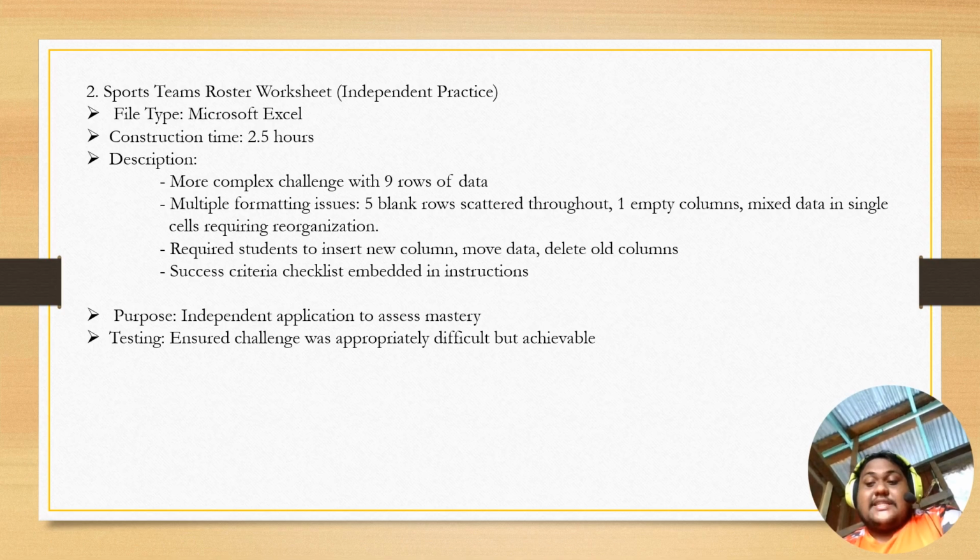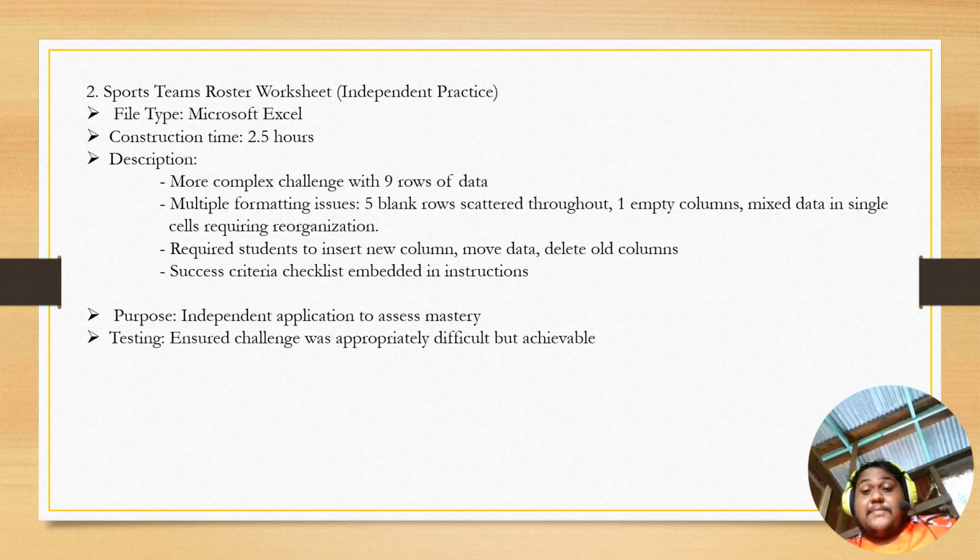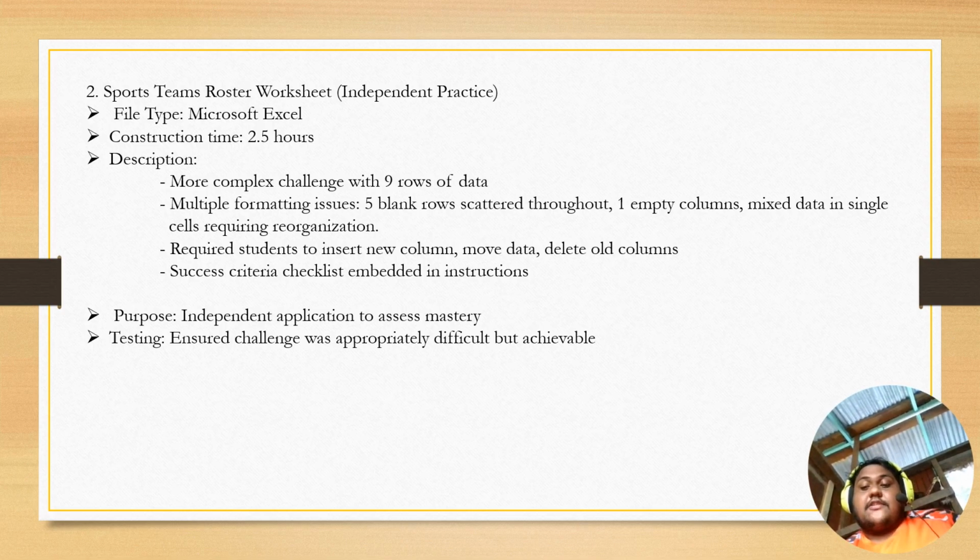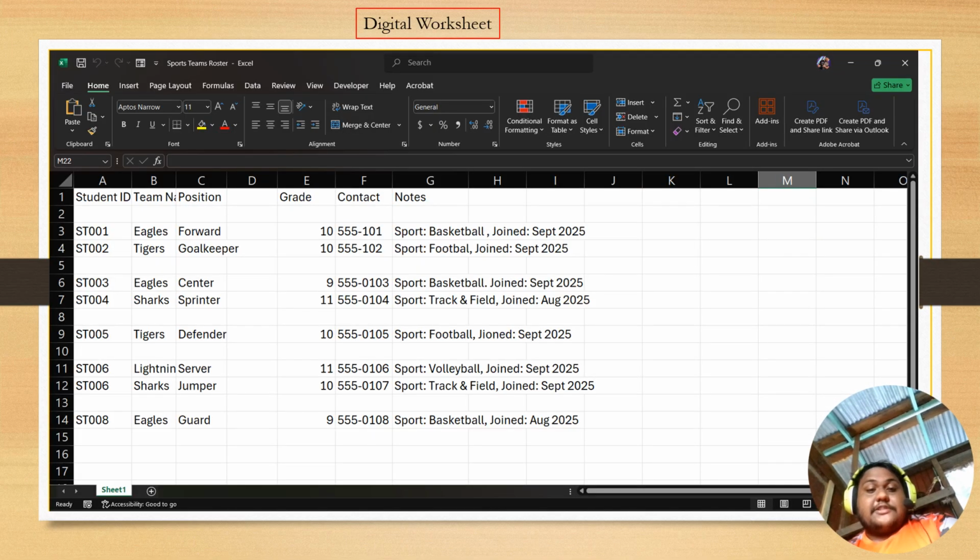was the sports team roster worksheet, which is more complex, with scattered blank rows, mixed data with duplicate entries. It includes a step-by-step checklist for success. Students were guided through deleting empty rows, reorganizing columns, auto-fitting widths, and removing duplicates, all within a 25-minute time limit. As you can see here, the sports team roster.